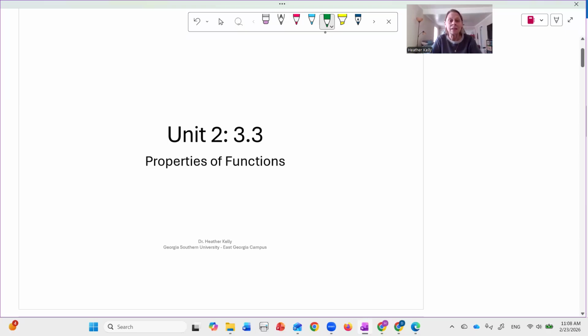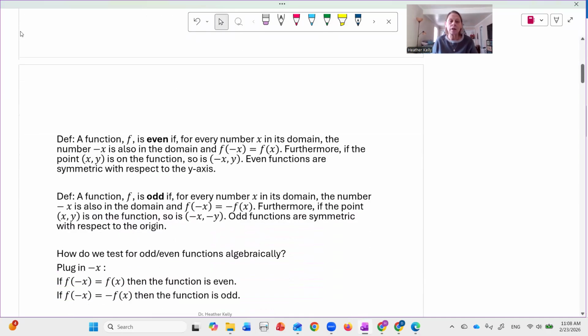Okay, hi, let's get going here with section 3.3. We're going to continue our discussion about properties of functions. And today we're going to start talking about whether or not a function is even, odd, and then there is a third option, which is neither. So let's look at these definitions.